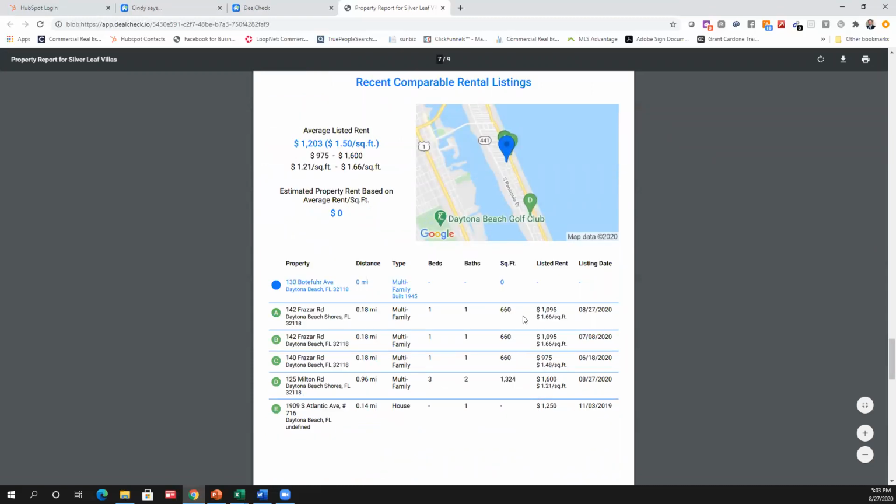What is the market rent? Oh, here we go. What did I say? $850 to $1,000. Here's a 660 square foot multifamily, right? For $1,000, $1,095. Here's a bigger one, it's 3.2. It's not really comparable to what's in that apartment building, but 1,600. So there you go. On the low end, 975. Top end, 1,095. So, and they're relatively close.